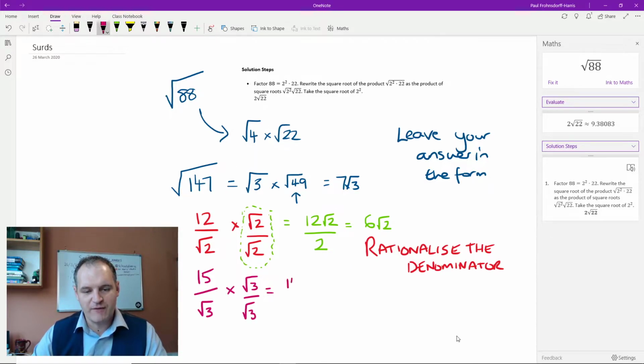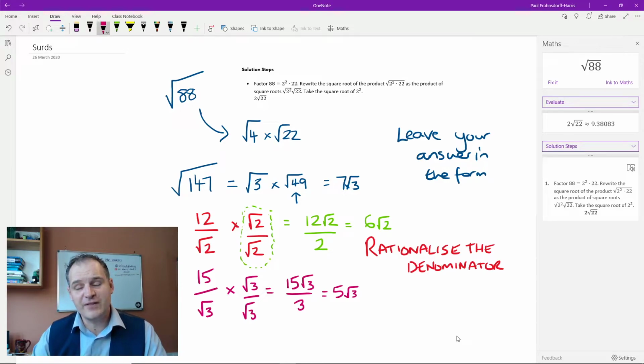Therefore I end up with 15 root 3 over root 3 times root 3, which just gives us 3. So we're going to then simplify. 15 divided by 3 gives us 5 root 3, because the 15 cancels with the 3. And we have simplified and removed the surd by dividing down. Hopefully that's useful. I'm just trying to check infrequently if there are any questions.